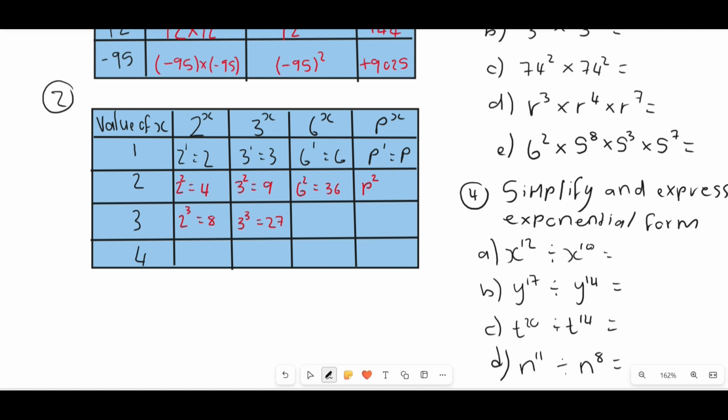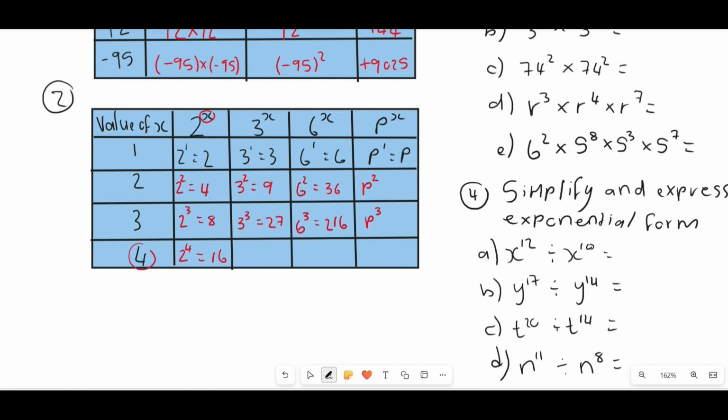3 cubed. Now, 6 cubed would be 6 times 6, which we already know is 36, and multiply that with another 6, which will give us 216. And for p, we can just write that would become p cubed. Now here we can write, okay, this is now going to become 2 to the power of 4 because we're now using 4 as the value of x. So now it becomes 2 times 2 times 2, which we know is 8, and times it by another 2, which becomes 16.